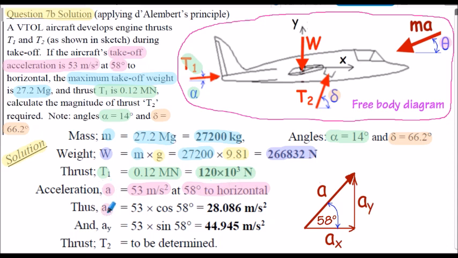So acceleration in the x is 53 multiplied by the cos 58 degrees. So that will evaluate this vector on our diagram. That's 28.086 meters per second squared. And also evaluate a y on our diagram. That's 53 multiplied by the sine of 58 degrees. So that's 44.945 meters per second squared. And that will be this component here. The acceleration vector diagram is obviously a right-angled triangle. So the question wants us to determine thrust T2, the magnitude of the thrust from the mid-engine of the aircraft here.